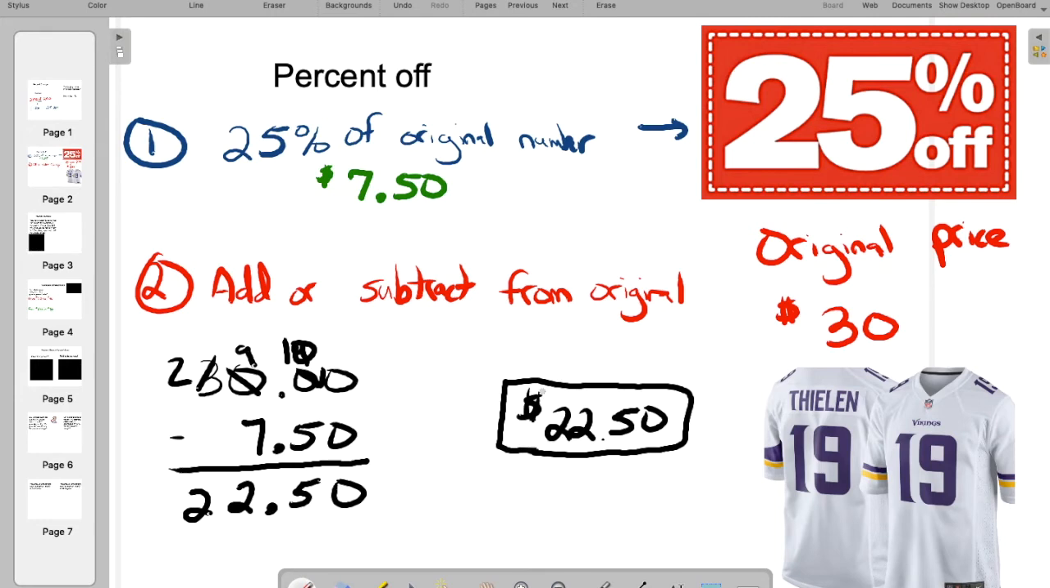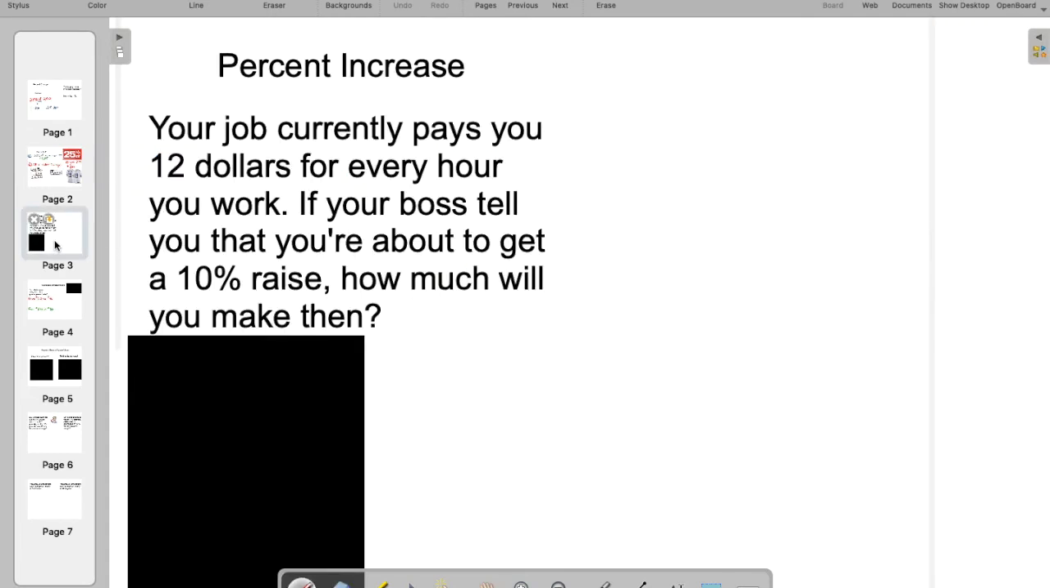Just as a quick review, when you are doing percent off, you would find 25% of the original number, or whatever percent you're working with, and then you would subtract from the original because you are decreasing. Now in our next job, we're going to be working with percent increase.